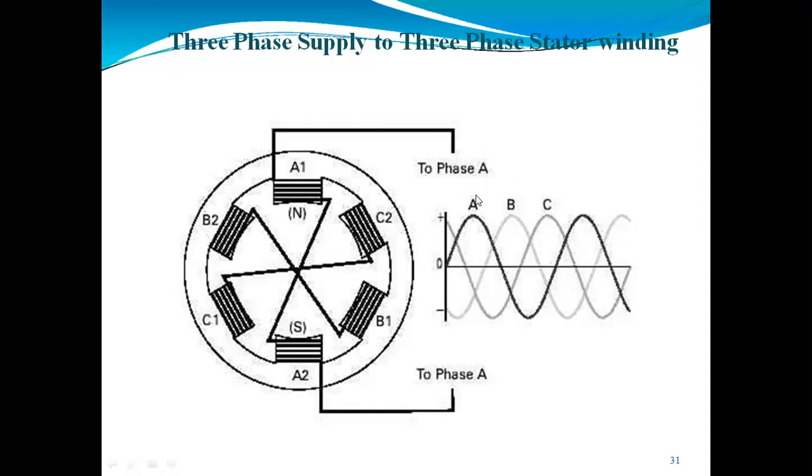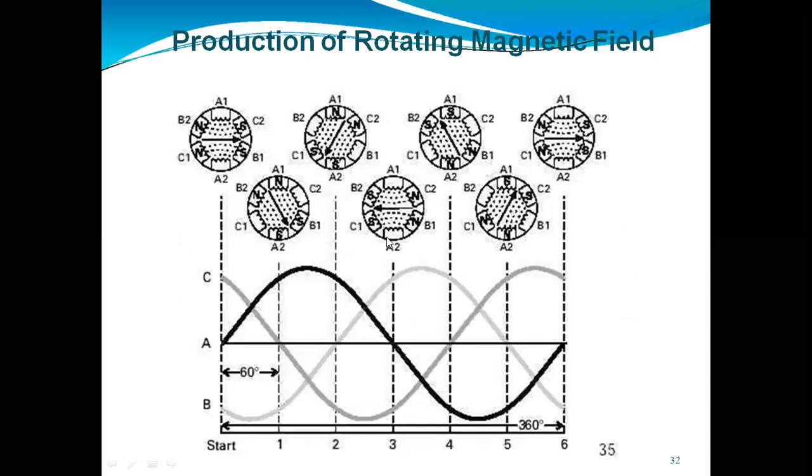I have shown here only the front view. That's why you are able to see only the phase A and A2 dash. Like this, we are giving B1, B2 dash. We are connecting C1 and C2 also. So we are connecting these three phases. At that time, what will happen? Your magnetic field will rotate.